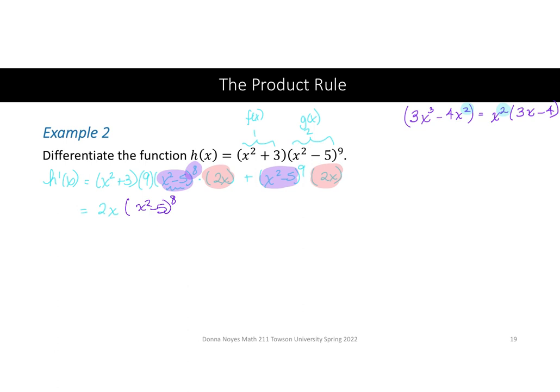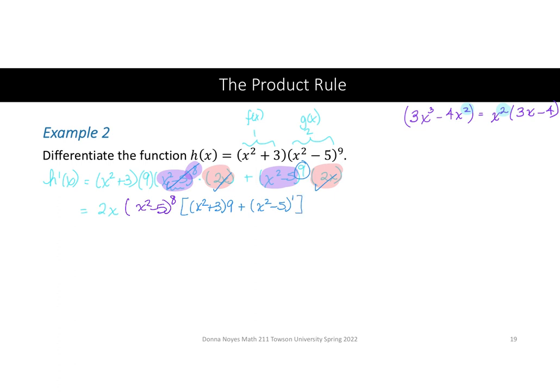But where does that leave us in terms of what's still inside? Well, I took care of this one. I took care of this one. So what's left still on the inside here would be an x squared plus 3 times 9. And here I took care of the 2x. And I also took care of x squared minus 5 to the 8th. But this one says 9, so I have one more left over. So I have an x squared minus 5 to the 1.